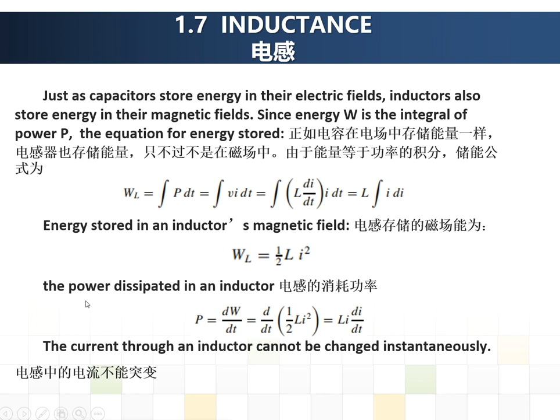The power dissipated in an inductor is equal to dW over dt, since power is the rate of change of the energy. So, since W is equal to 1/2 multiply L multiply I squared, the power P is equal to L multiply I multiply di/dt. This means the current through an inductor cannot be changed instantaneously.